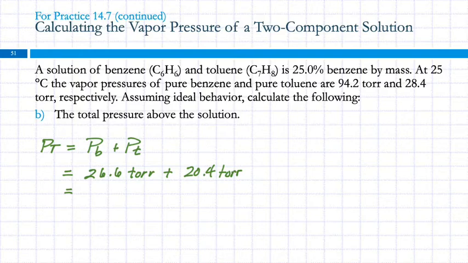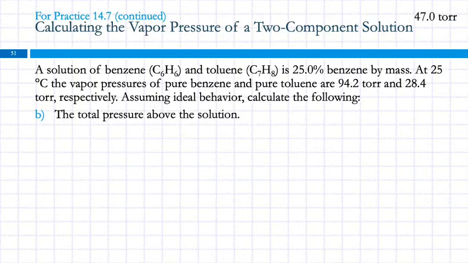Gotta do the math right. 20.4 plus 26.6, 47. And sometimes, especially if you're taking an exam and your brain is a little stressed out, you're like, wait a minute, that's too easy. It couldn't be that simple. Sometimes it is. 47.